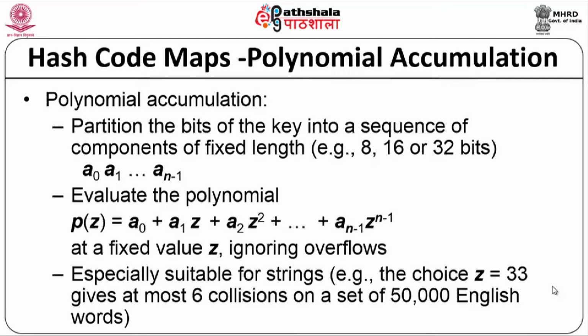This is another method especially suitable for strings. The choice of z equal to 33, for example, gives at most 6 collisions in a set of 50,000 English words. So this is one very good way for strings. This is called polynomial accumulation. So, what are the types we saw? We saw memory address directly mapping or integer mapping, we saw component sum, and then we saw polynomial accumulation.